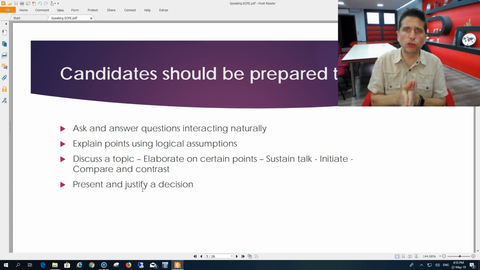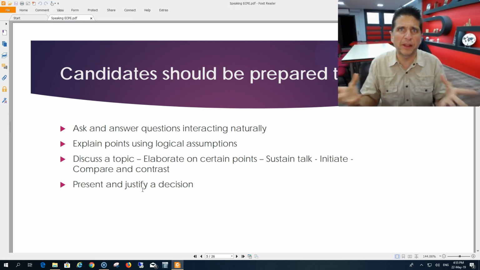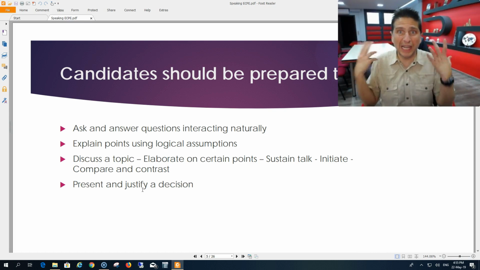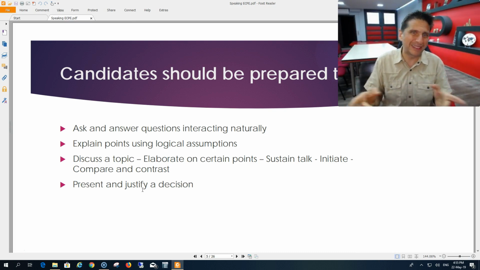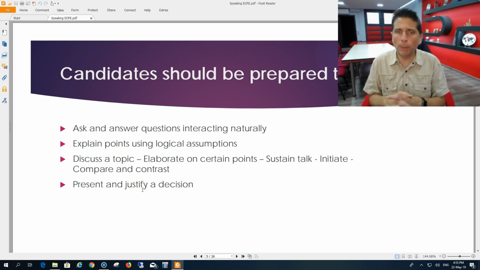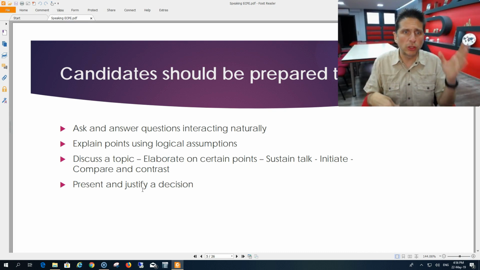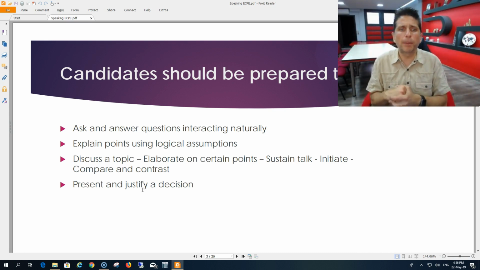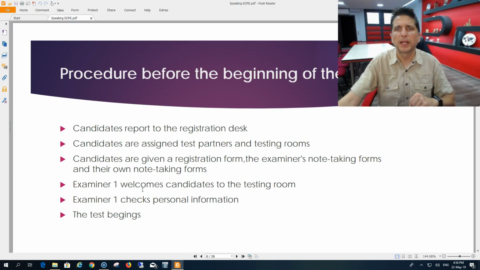In general, you should be prepared to ask and answer questions, interacting naturally. It's really important. So we don't learn things off by heart. We try to improve our English throughout the year by speaking as much as possible. Explain points using logical assumptions, especially in stage 2. Discuss a topic, elaborate on certain points, sustain talk, initiate, compare and contrast in stages 2, 3, 4. Present and justify a decision in stages 4 and 5.